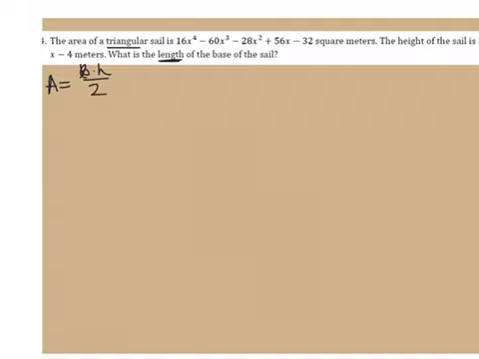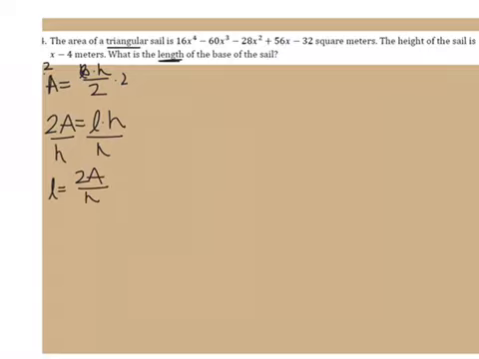So to get rid of that 2, we have to times by 2 first. So I'm going to get 2a is going to equal length times height. What you do to that one side, you have to do the other, remember? So now to get the length alone, we have to divide by the height. So our length is going to equal 2 times the area divided by the height.